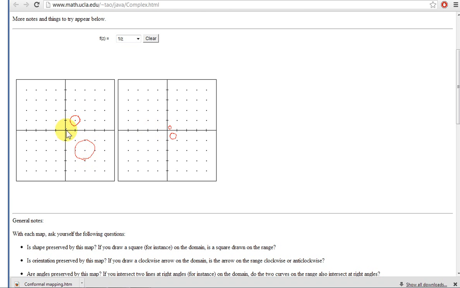Here is a rough sketch of a circle close to the origin. You can see that its image is further away, and the closer we get to the origin, the bigger the image gets, as you can see. So that makes sense if we are inverting numbers that are close to 0. If we take a circle centered on the origin, its image will be a circle centered at the origin.